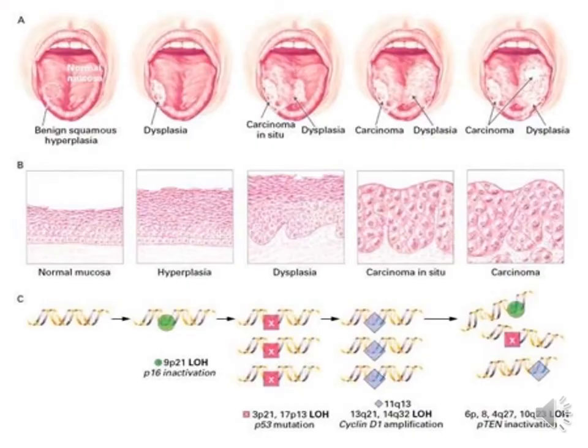This figure shows the clinical and histopathological features of oral malignancy. The first one is benign squamous hyperplasia. We have normal mucosa and histopathology, and then we start dysplasia with hyperplasia of the epithelium. In carcinoma in situ or dysplasia, the abnormal tissue has not invaded the epithelial base. Then carcinoma in situ is the beginning of invasion of the basal cells, and in carcinoma we have invaded the basal cells of the oral cavity.